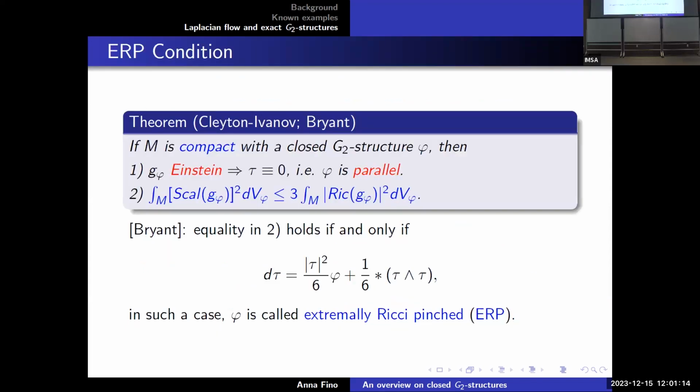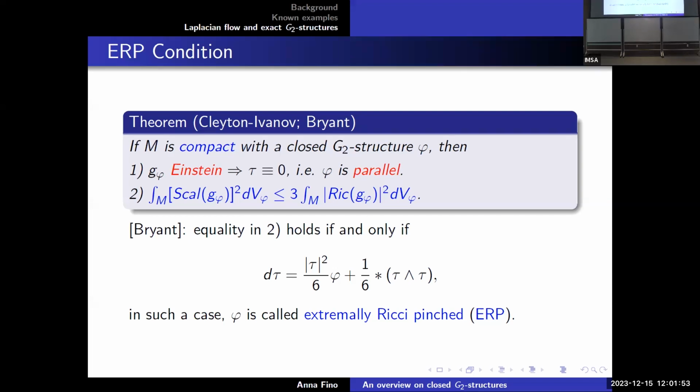Okay, let's go to the last part. This is the part related to a Einstein-like condition on the Hitchin tensor. It was shown independently by Cleyton, Ivanov, and Bérard-Bergery that if you take a compact manifold with a closed G2 structure, then one can look for the alpha. What happens if the Ricci is alpha? Then they show in a different proof that the torsion is to be zero.